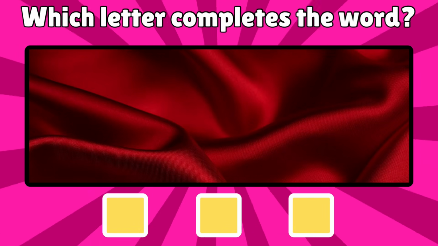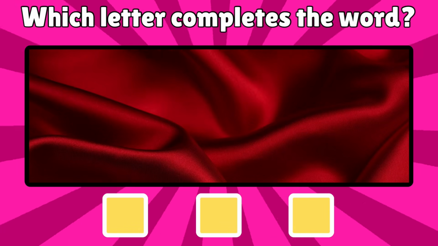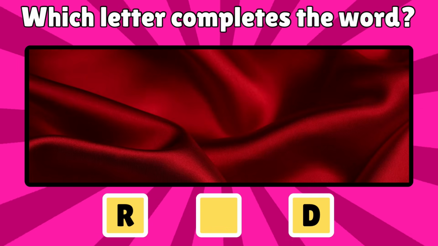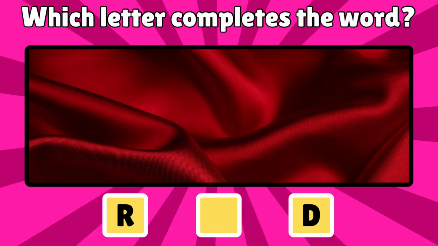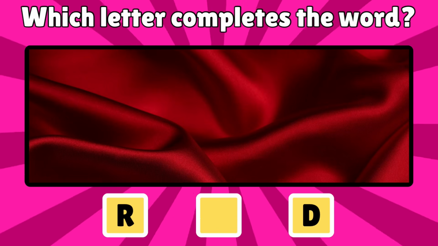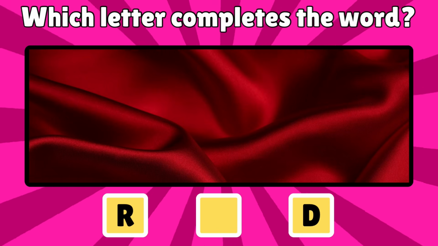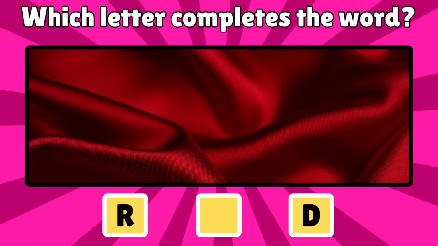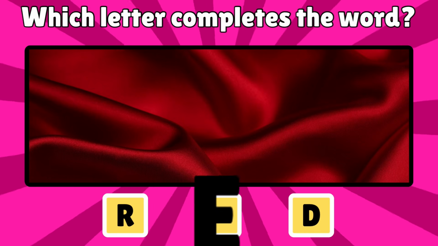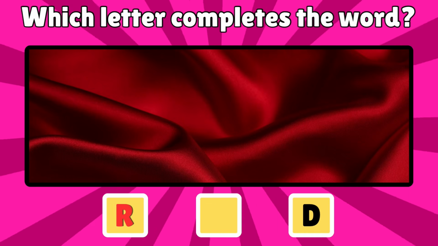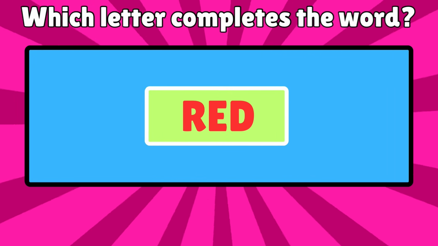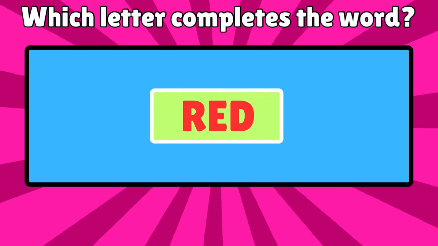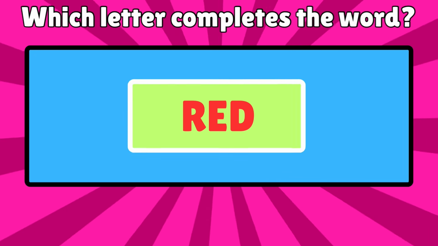Look at the picture. It is red cloth. Again, vowel is missing. R, D, which letter completes the word? It is E, R-E-D. Red. Can you say it again? R is for red. Red.